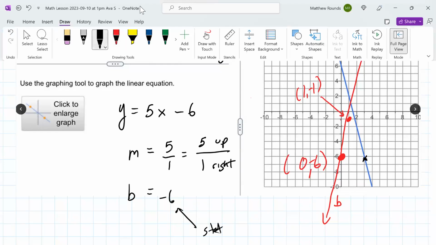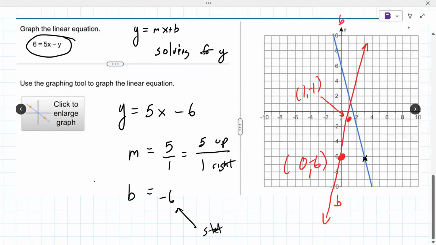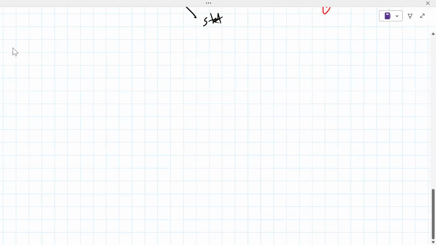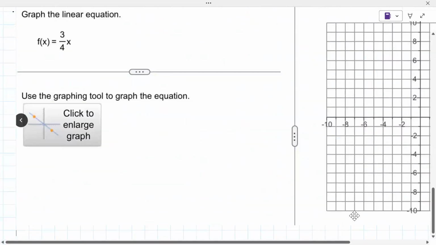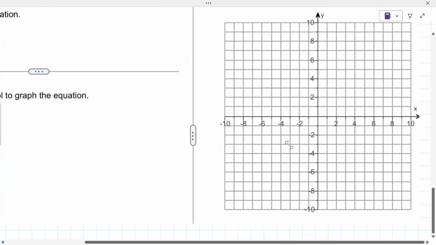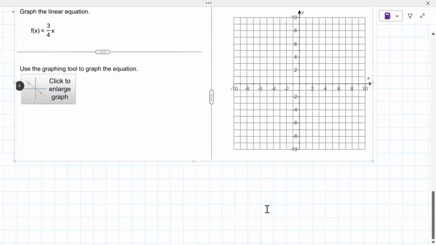All right, so this next question that I have on my screen here is a lot like the first one we did. Boy, this is getting frustrating. Why can't it just snip into the window?